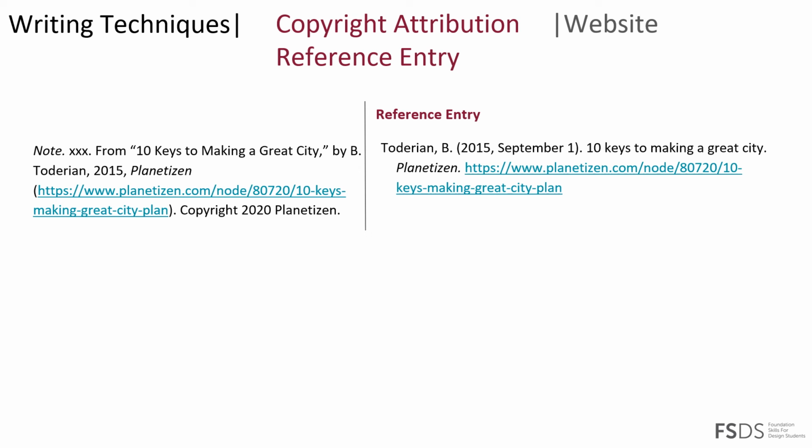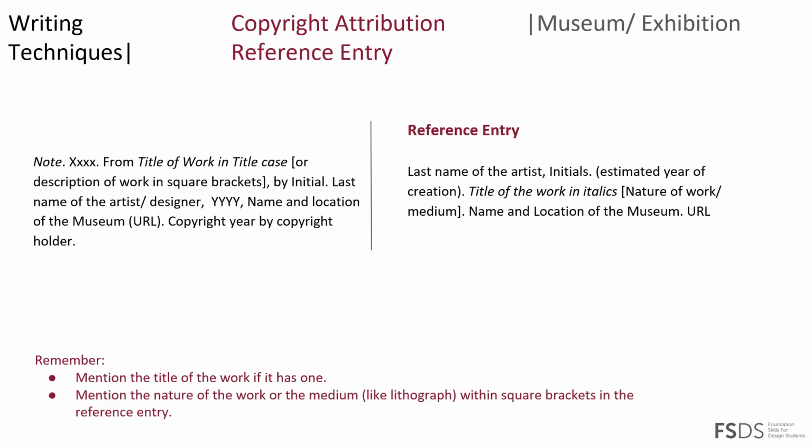Unlike the journal article and the newspaper article, the title of the web page article will not be in quotation marks. When we are talking about a work in a museum or exhibition, chances are it already has a title. The copyright attribution will have to begin with the title of the work in title case, or if it is untitled, a description of it in square brackets.